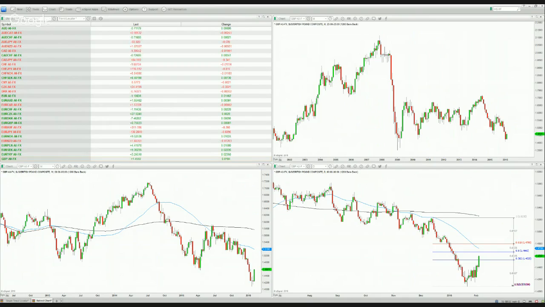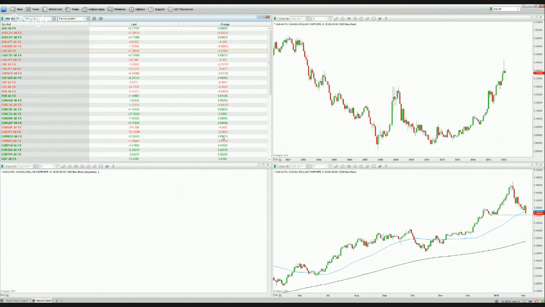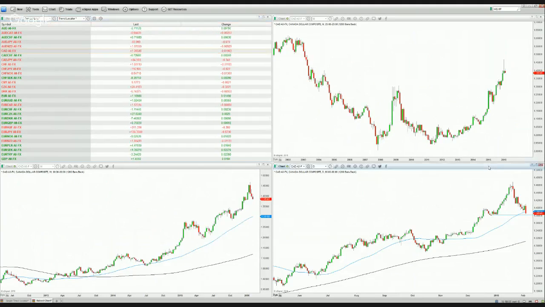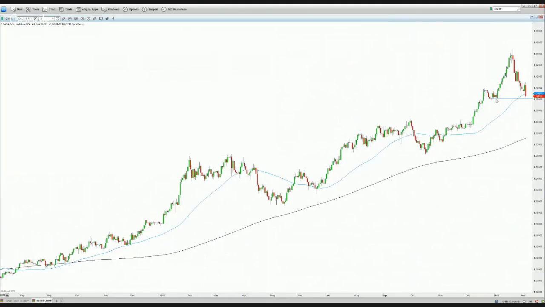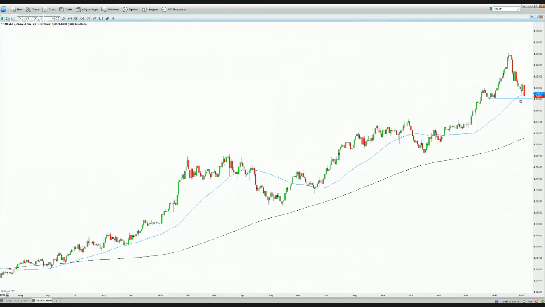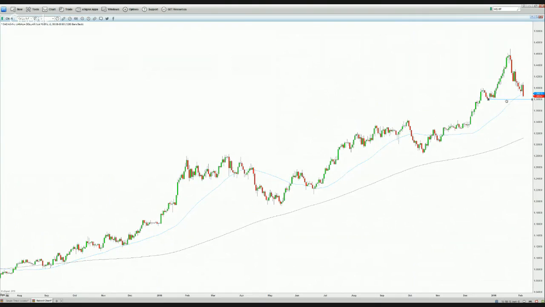So how can we tell that the US dollar Canadian dollar is going to go lower? I'll come back to your question in a second, Felix the Cat. Well, we've got a support level here. It's not in the best place, but it's roughly right there. If it breaks that support level, then we could see further weakness. If this support level holds strong, then we could see further strength to the upside.